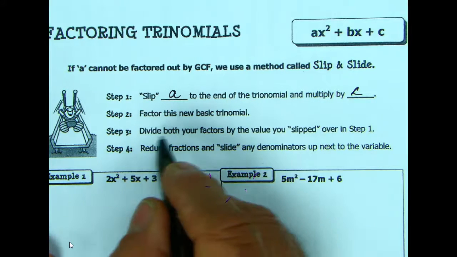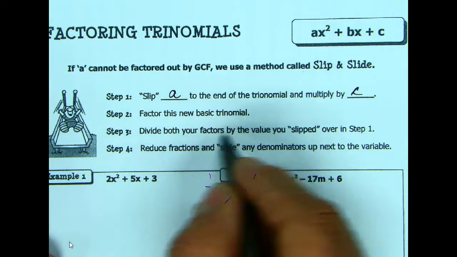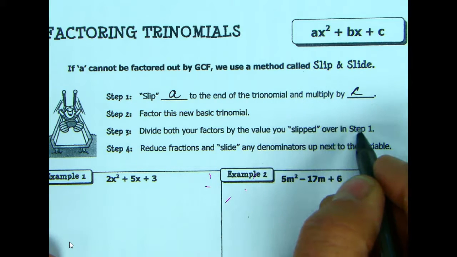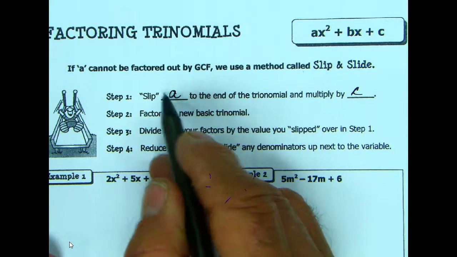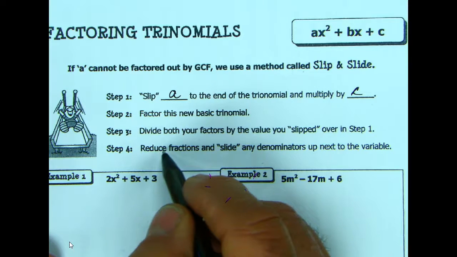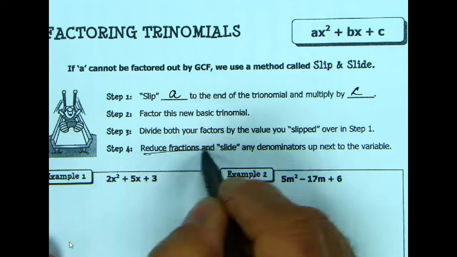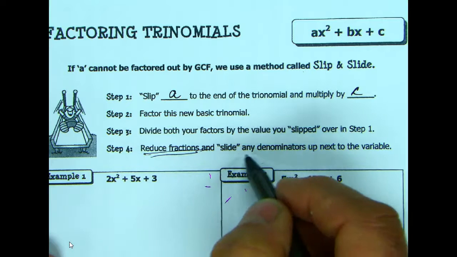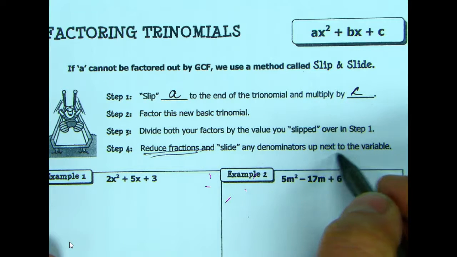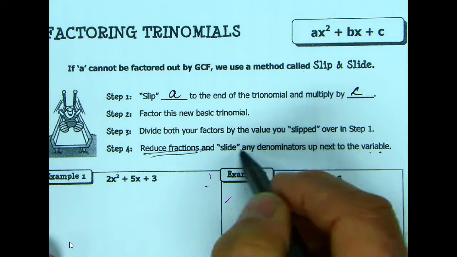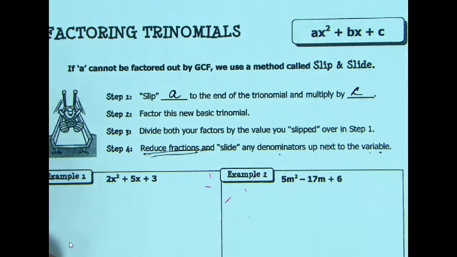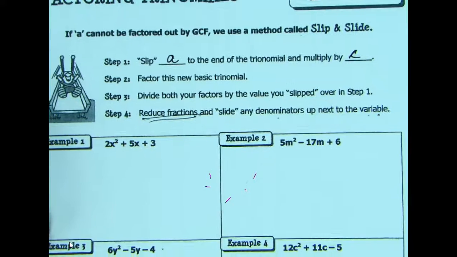Step number 3, you're going to divide both your factors by the value you slipped over in step 1. Divide them both by a. Fourth step, you're going to reduce fractions. Very important step. Reduce fractions and slide any denominators up next to the variable. So let's see what we're talking about here.